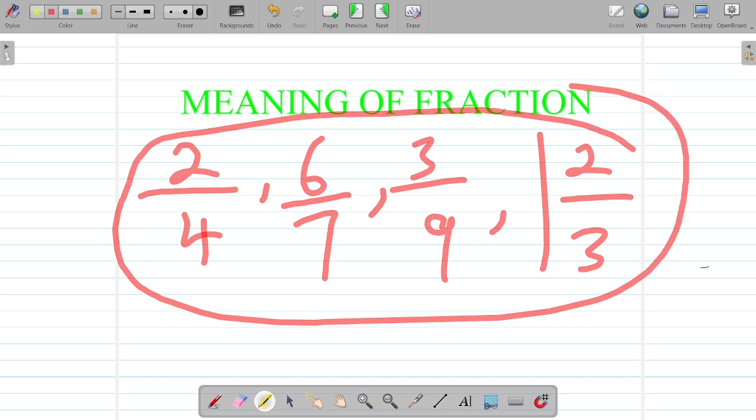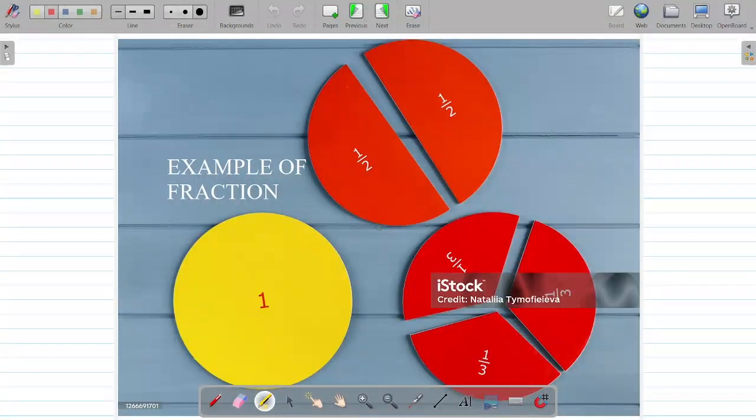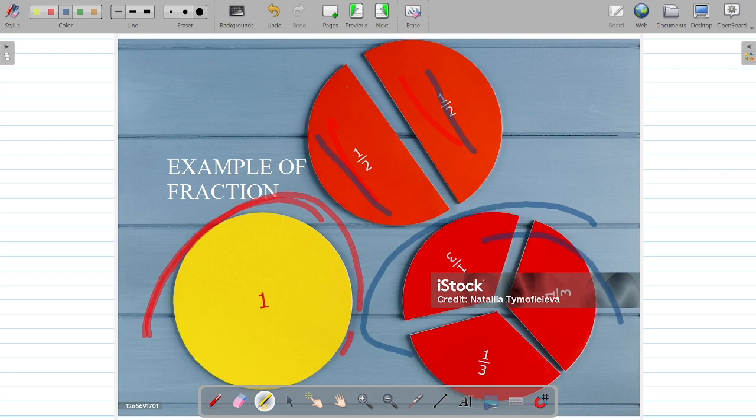Now, let's get a mental picture of what a fraction is. We have an example of a fraction. Here is a good example. We have 1 over 2. As you can see, this is half and this is another half. This circle is divided into 2. That is why it is 1 over 2, meaning 1 out of 2 parts, as you can see.